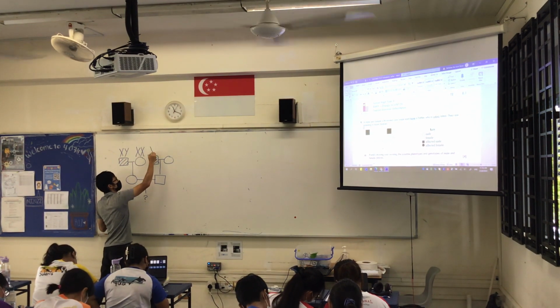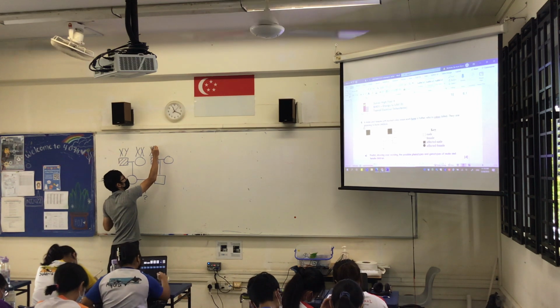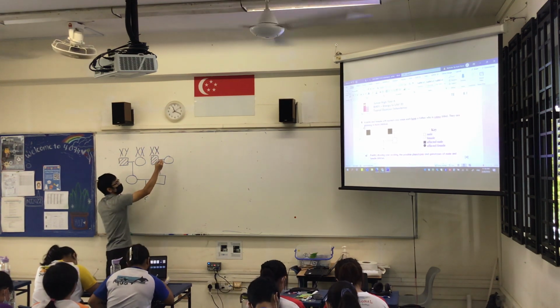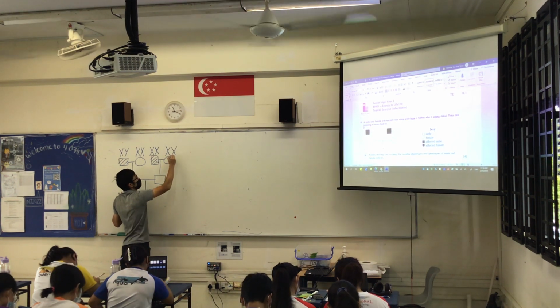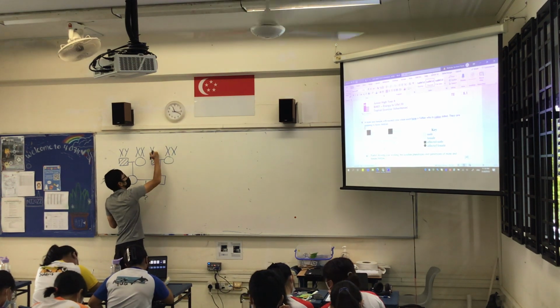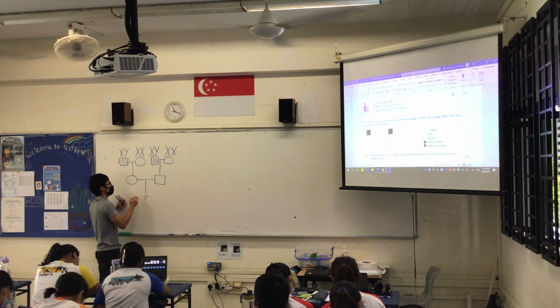A good practice as a student, a beginner geneticist, is to draw out the genotypes every time you get a family tree. Write out all the genotypes, try to solve it.